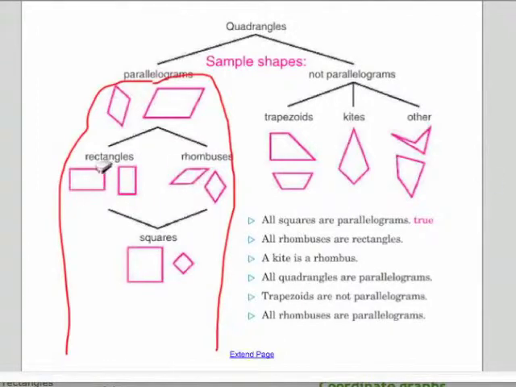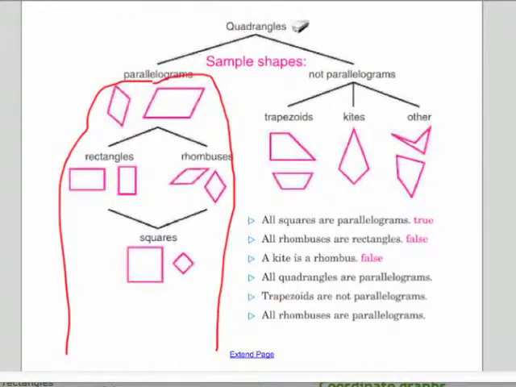So here's rhombuses, here's rectangles. This one is actually false, and that is because rectangles have to have 90-degree angles. Rhombuses do not. A kite is a rhombus. So here's our kite over here. Our rhombuses are over here. So they are not the same. If you notice the kite, these bottom two edges are the same and these top two are the same. Therefore, these are not parallel to each other, these lines. So that is false. All quadrangles are parallelograms.